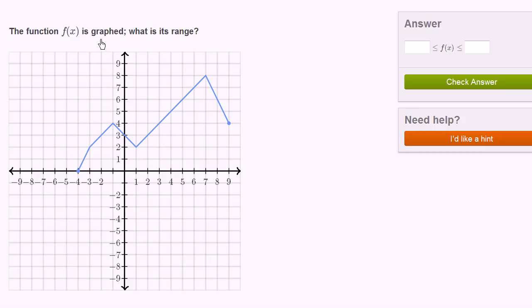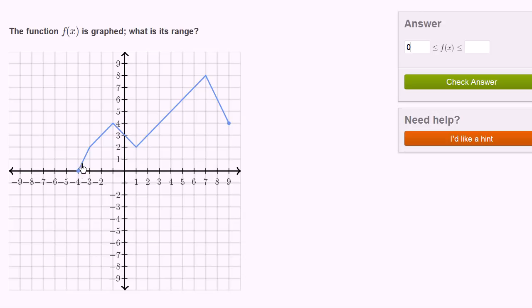The function f of x is graphed. What is its range? So now we're not thinking about the x's for which this function is defined. We're thinking about the set of y values. Where do all of the y values fall? Well, let's see. The lowest possible y value, or the lowest possible value of f of x that we get here, looks like it's 0. The function never goes below 0. So 0 is less than or equal to f of x. It does equal 0 right over here. F of -4 is 0.